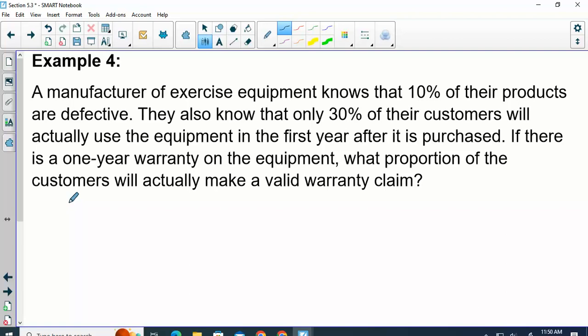Okay, so the only way there would be a valid warranty claim is if the product is bad and the person uses it to find out. So we basically need to find the probability that it is defective and used.